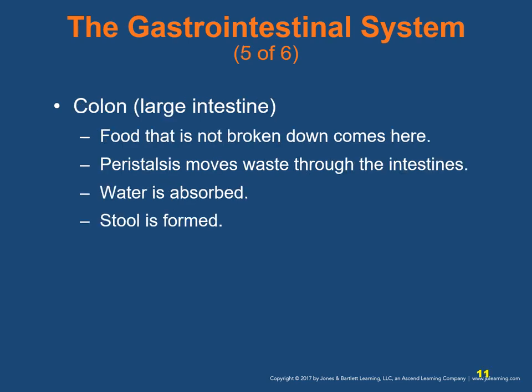The colon is the large intestine. Food that is not broken down in the small intestine and subsequently used then moves into the colon as a waste product. Peristalsis moves that waste matter through the intestines, small and large. Water is absorbed and stool is subsequently formed. It then passes through the rectum to the anus and is defecated to the outside of the body.